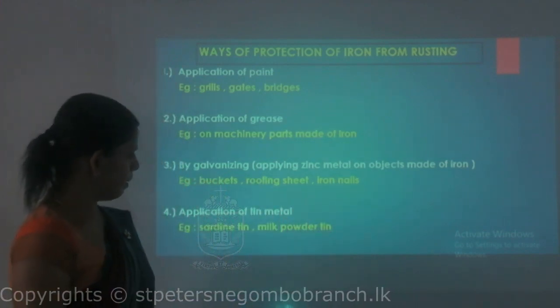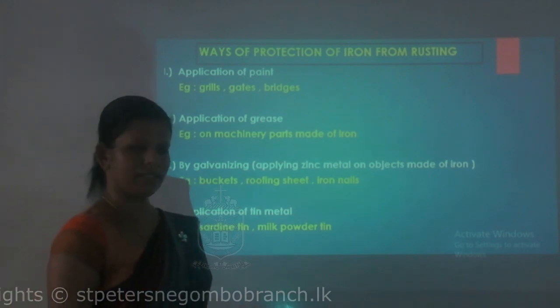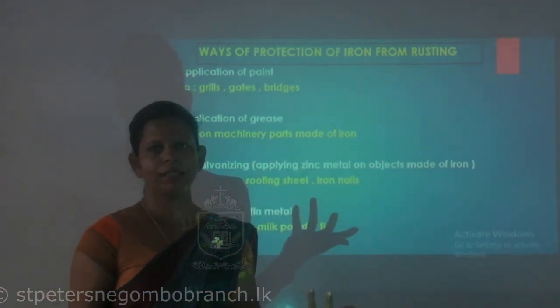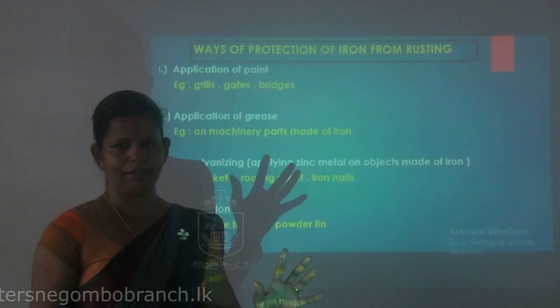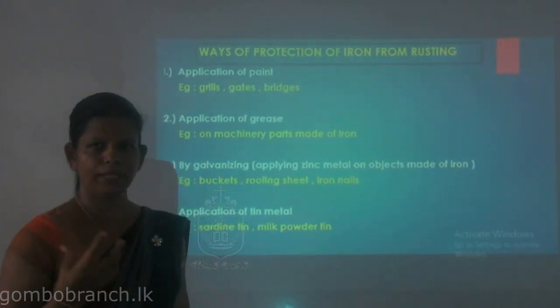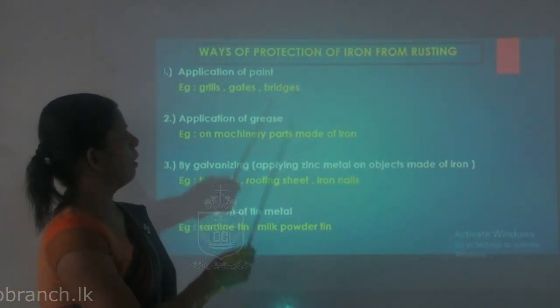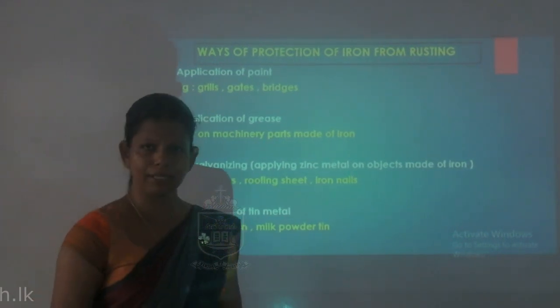Then the other is application of tin metal. In the sardine tin or milk powder tin, tin metal has been applied. So those are the methods we can use for protection of iron from rusting.